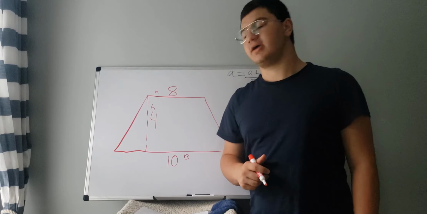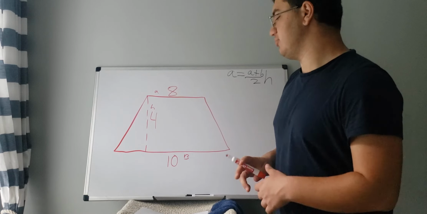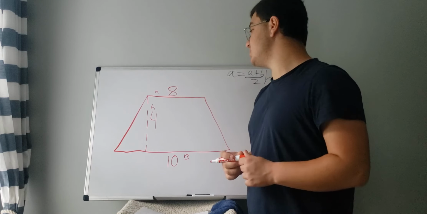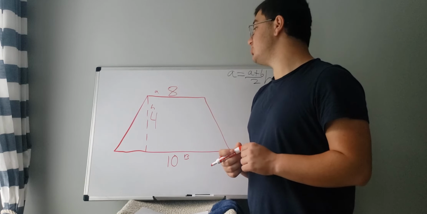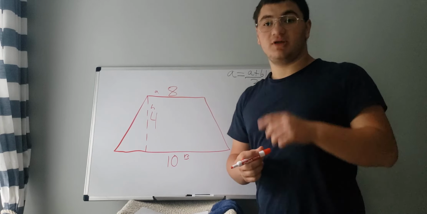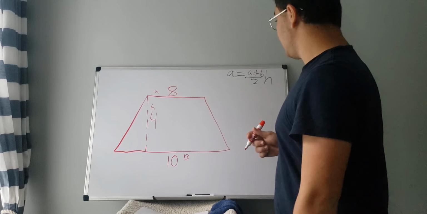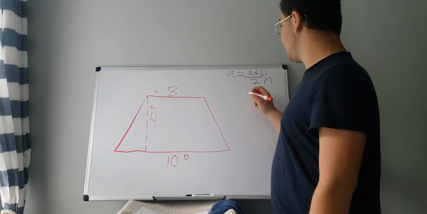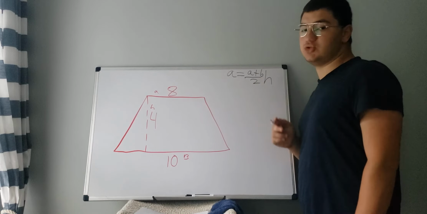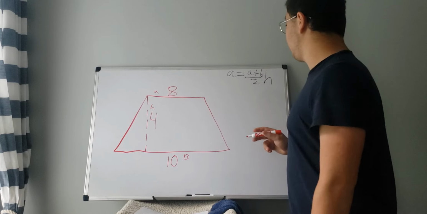Okay guys, we're back, and we're going to do this next example. So notice how the trapezoid stays the same, but the numbers are just changed. And again, what we do is we just plug it into the formula to get our answer. So we have our formula written up here: A equals A plus B divided by 2 times H, and we're going to plug it in, okay?